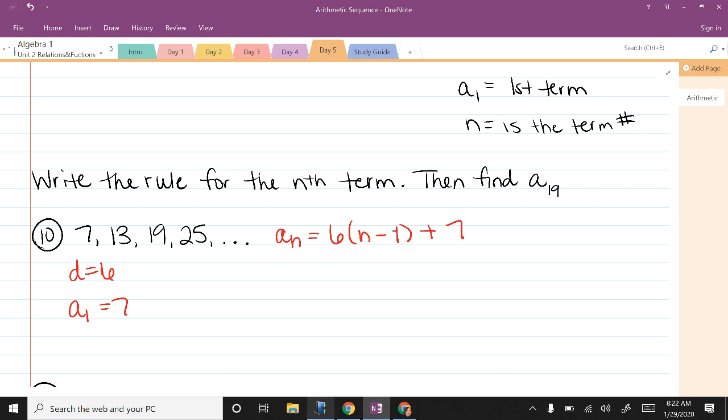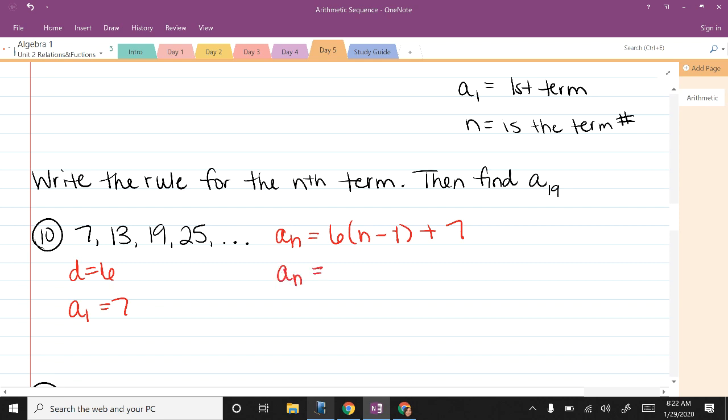So you plug in your D and you plug in your A1. You leave A sub n alone. That means whatever the nth term is. So you're going to have an equation with n's in it. All right, you plug in your D, you plug in your A1, and you're going to have an equation with n's in it. Okay, so we're going to simplify that.